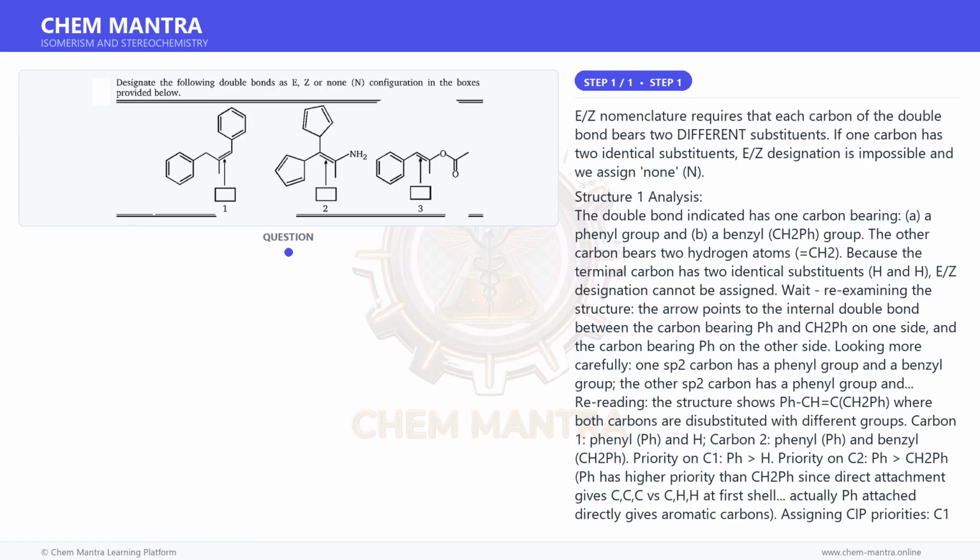Structure 1 analysis. The double bond indicated has one carbon bearing A, a phenyl group, and B, a benzyl CH2Ph group. The other carbon bears two hydrogen atoms, equal to CH2. Because the terminal carbon has two identical substituents, H and H, E/Z designation cannot be assigned. Wait, re-examining the structure, the arrow points to the internal double bond between the carbon bearing Ph and CH2Ph on one side and the carbon bearing Ph on the other side.